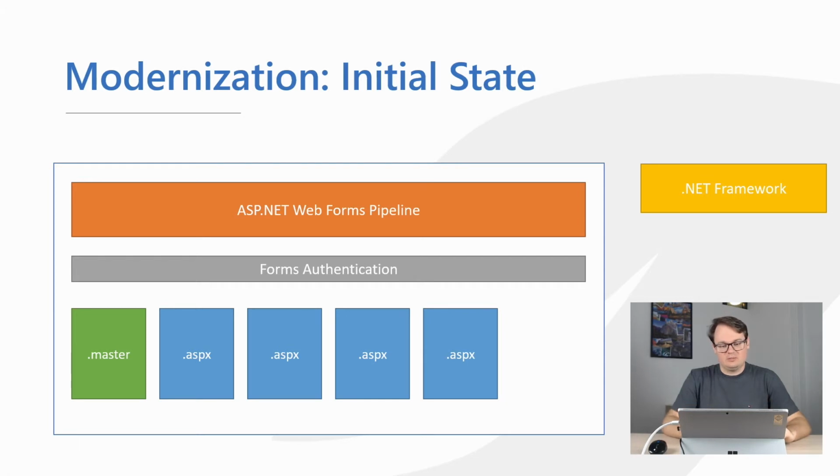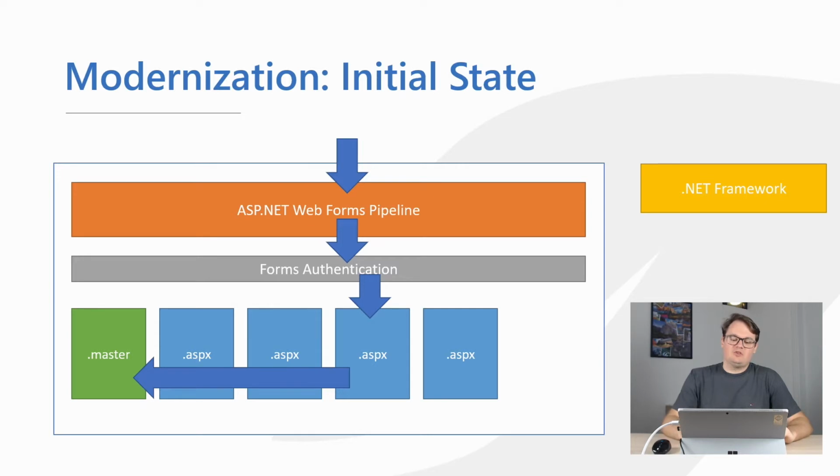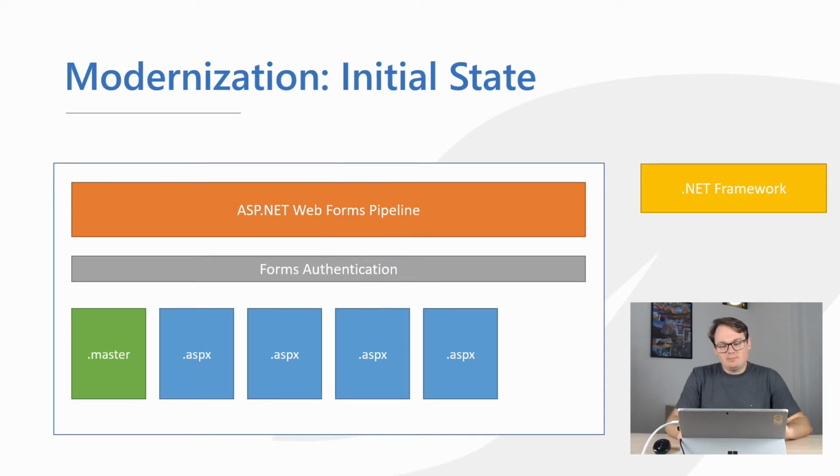So if you get an HTTP request, it can go through typically the forms authentication. It can be, of course, anything else, but this is the most common scenario. And it's routed to some ASPX page, which probably is using some master page, because all the ASP.NET Web Forms applications are probably using master pages, and the request is dispatched. And if you get a request that points to another page, again, the Web Forms pipeline will take care of it, and it will route it to the specific page and do everything that needs to be done. So this is the initial state. This is how it looks at the beginning.